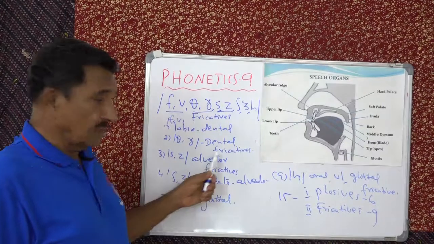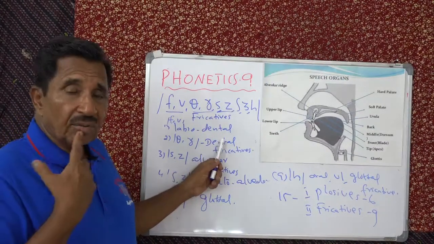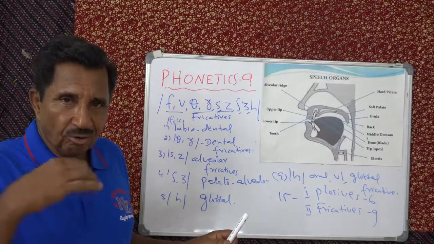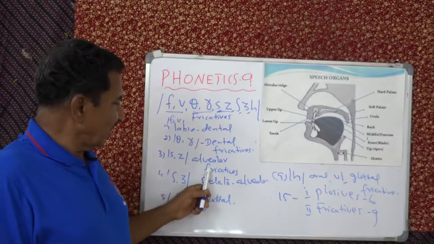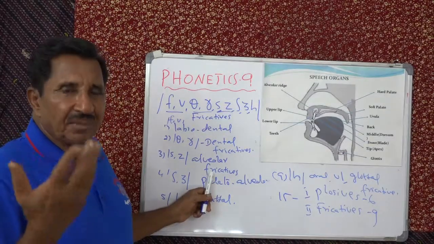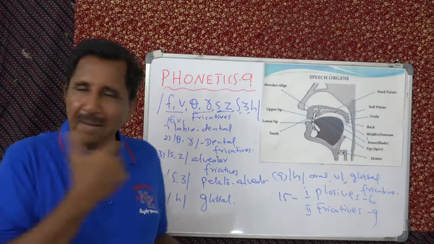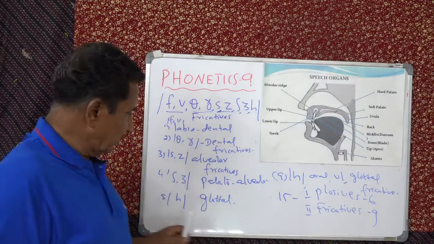Dental: tongue and teeth. Labiodental: lower lip and upper teeth. You cannot have lip and lower teeth, only upper teeth is possible. Then alveolar fricative means tip of the tongue and the alveolar ridge. Alveolar ridge is the gum or teeth ridge. As I told you, alveolus means what?